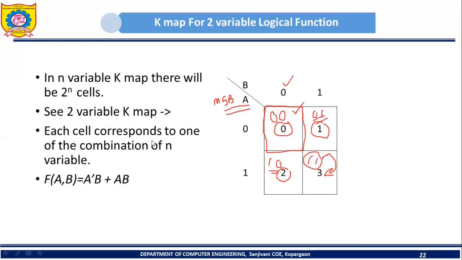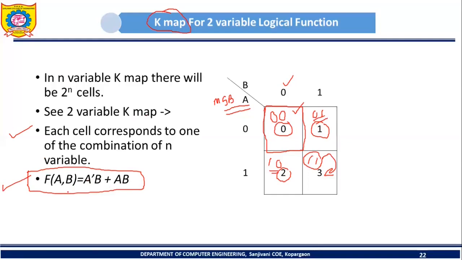So for understanding this third point, here we will take one example. Suppose we have one function. So this is a function of how many variables? 2 variables. What is the use of K-map? Have you understood what the use of K-map is? K-map is used for representation and simplification of logical functions. So this is a logical function, and if you want to simplify it, you can use K-map.